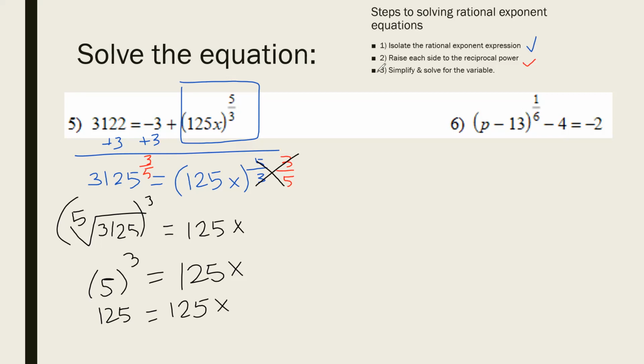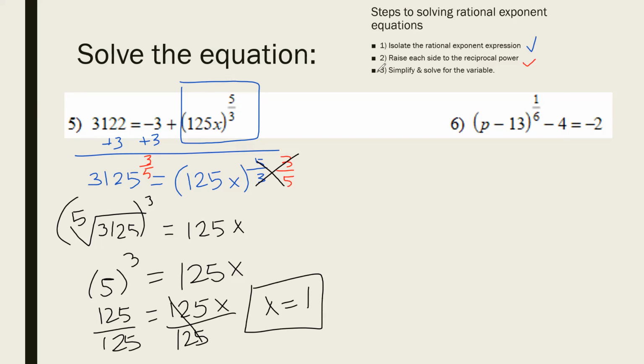I'm almost done getting x 100% alone. This is 125 times x. So to undo multiplication, we have to use the inverse operation of division. Ultimately, we end up getting x is equal to 1. Now it's your turn to solve problem number 6.